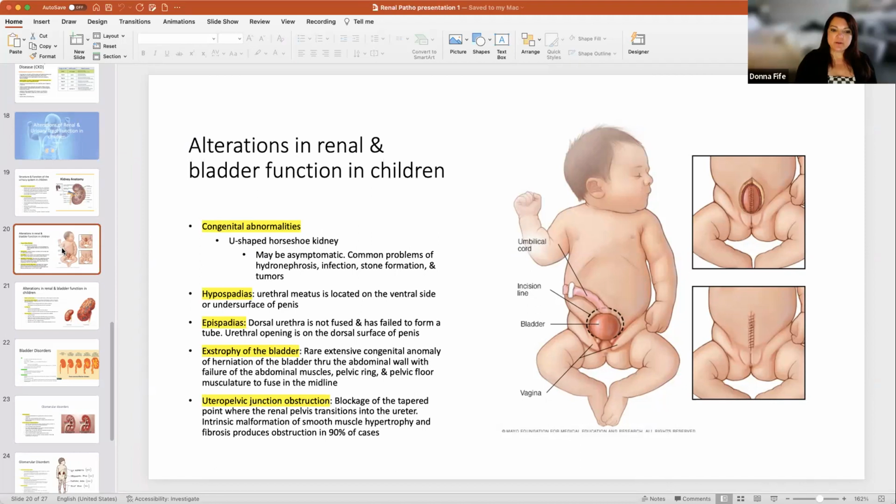Exstrophy of the bladder. This is a rare extensive congenital anomaly of herniation of the bladder through the abdominal wall with failure of the abdominal muscles, pelvic ring, and pelvic floor musculature to fuse in the midline. Ureteropelvic junction obstruction. There's blockage of the tapered point where the renal pelvis transitions into the ureter. Intrinsic malformation of smooth muscle, hypertrophy, and fibrosis produces obstruction in 90% of the cases.